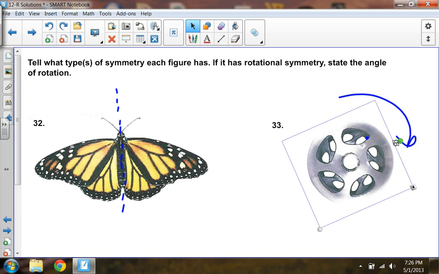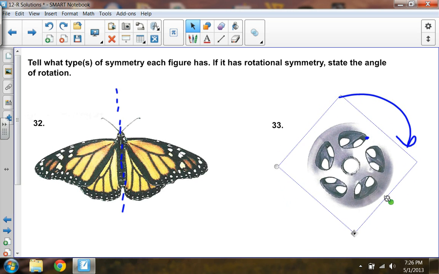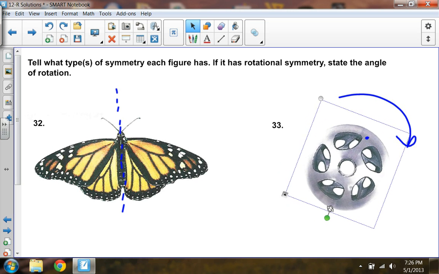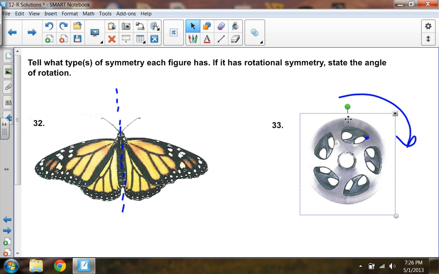So that's an example of, boom, this has rotational symmetry. And I got to it right there as well. And right there. And right there. And back to the top right there. So this has rotational symmetry, and it does 5 times.